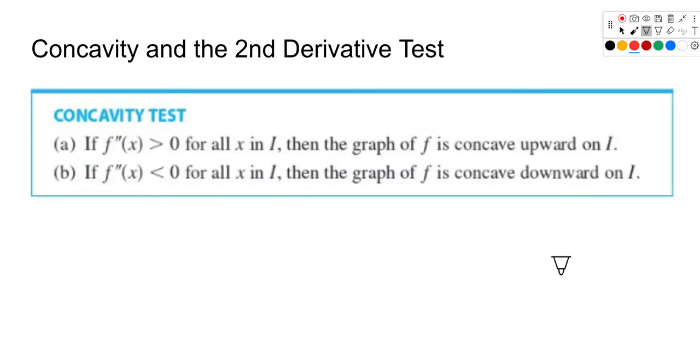Okay. So there's really 2 tests, and I mentioned that it might involve the second derivative, and it's whether the second derivative is positive or negative. It will tell us whether it's concave up or down.